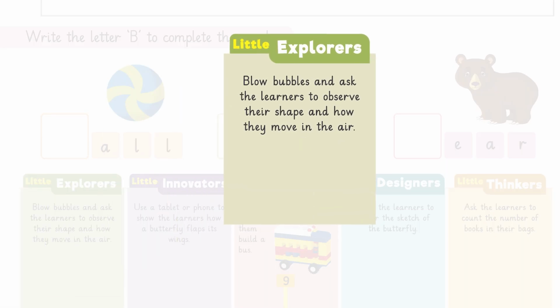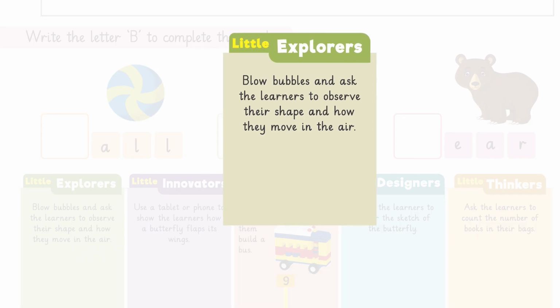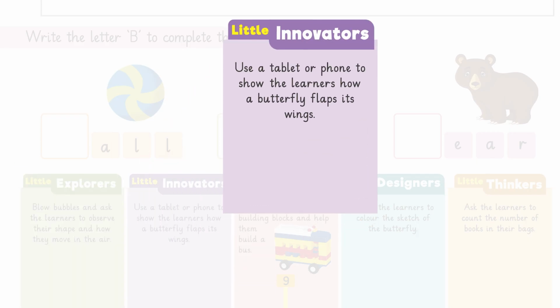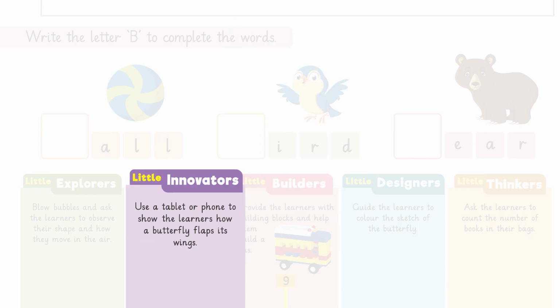Let them blow bubbles and ask the learners to observe their shape and how they move in the air, because bubbles starts with B. Then we are little innovators. Use a tablet or phone to show the learners how butterfly flaps its wings. So butterfly starts with B and it flaps its wings.